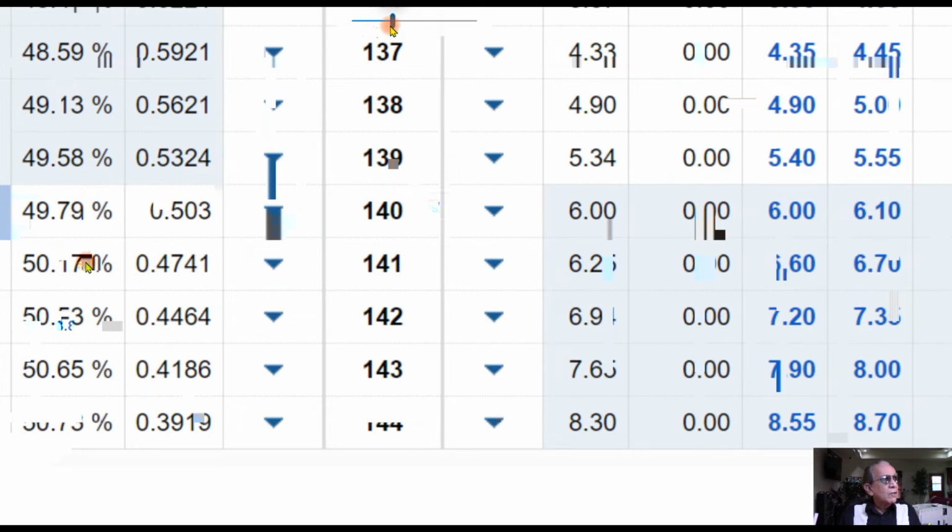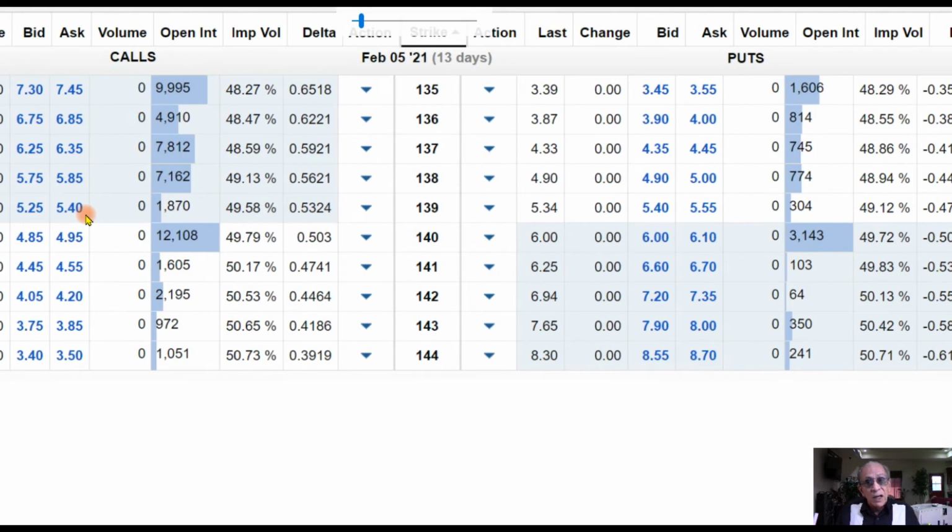And we're going to see that the market maker says he buys it for $5.25 per share, and he sells it to you or me, whoever, for $5.40. So he's making about 15 cents per share. 15 cents times 100, he gets $15 plus the commission. Okay. And over here we've got the open interest, how many contracts are open on that particular price at this time.